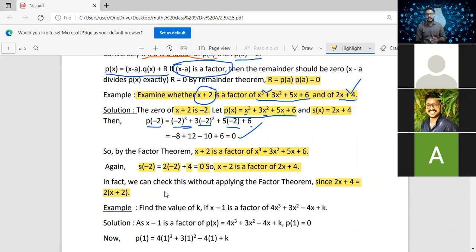First of all, we have to find the zero of the factor. Then we should substitute that value instead of x, or instead of any variable. Then we have to check whether p of that number, p of that zero of the polynomial, is 0. If it is equal to 0, then you can conclude that the polynomial is a factor of the given polynomial.